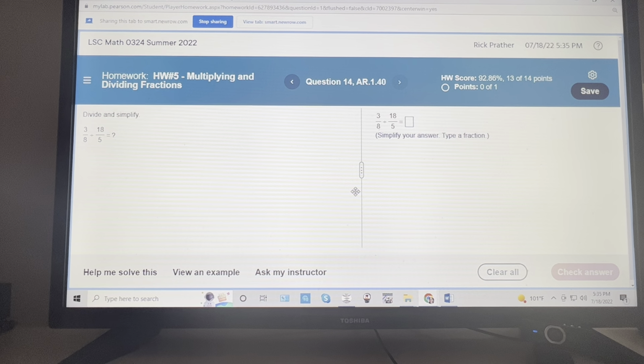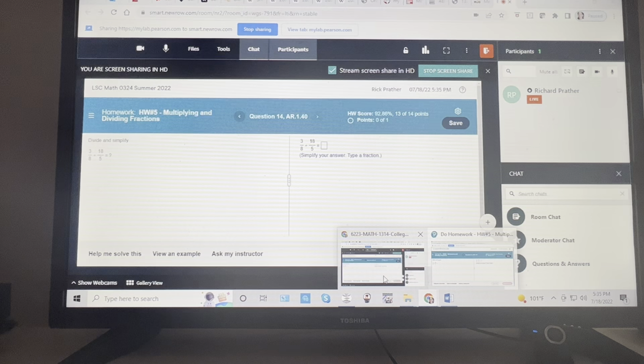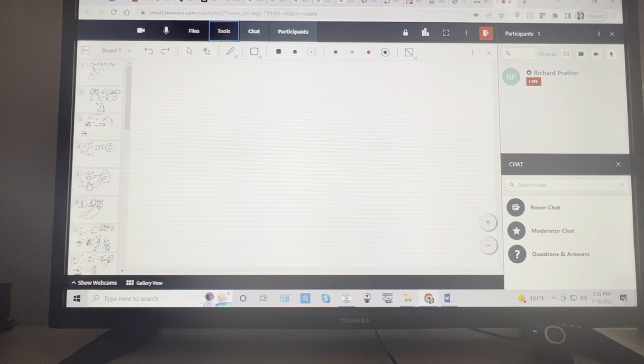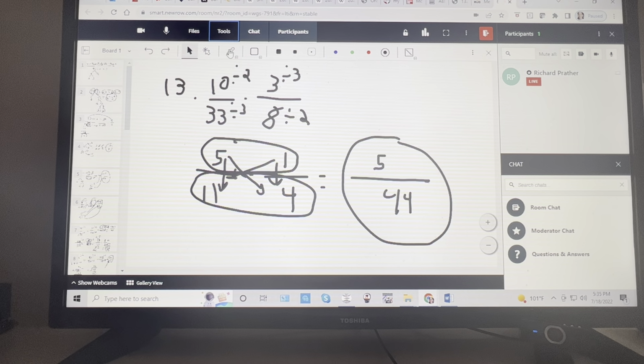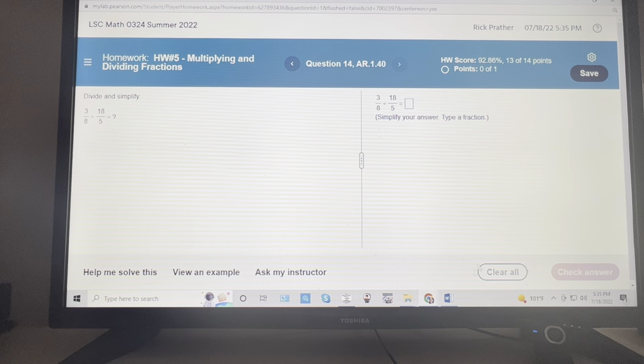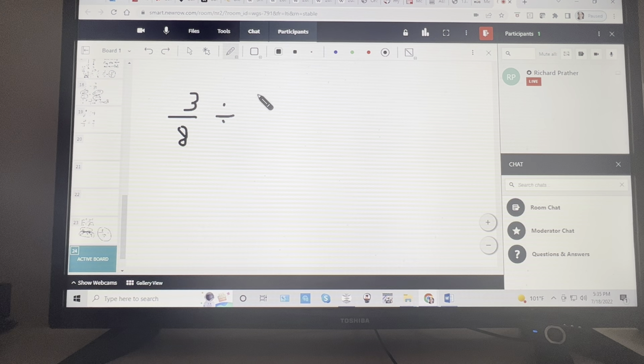Now they threw a division one back at us just to show you this. So I guess these last two are just for comparison purposes. 3/8. This one is dividing. Divided by 18 over 5.